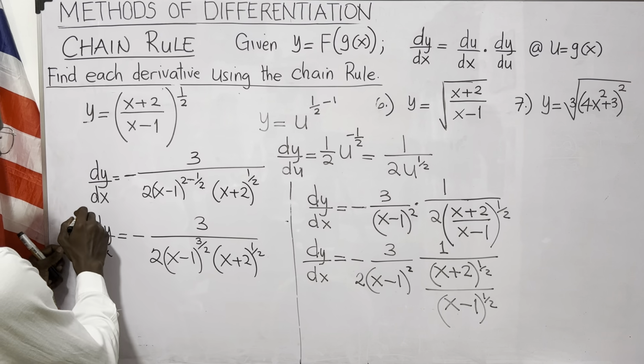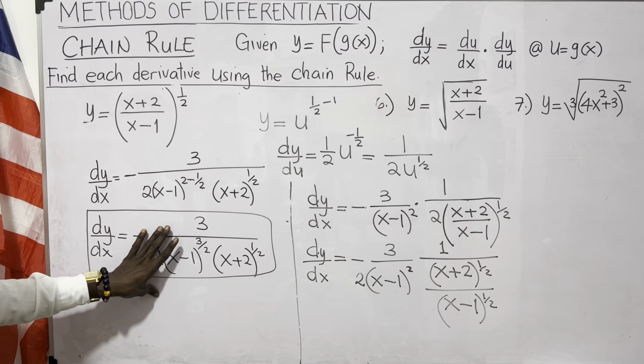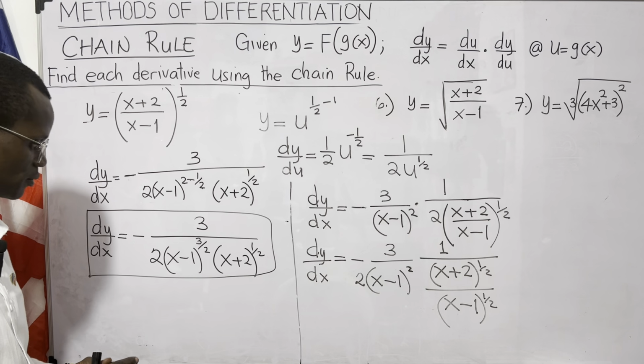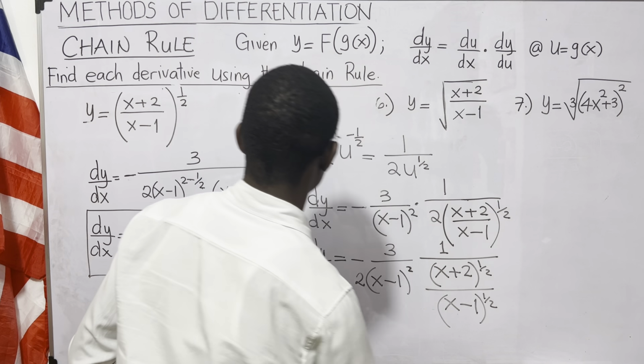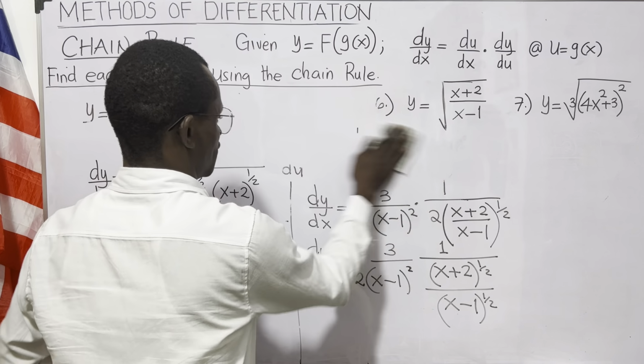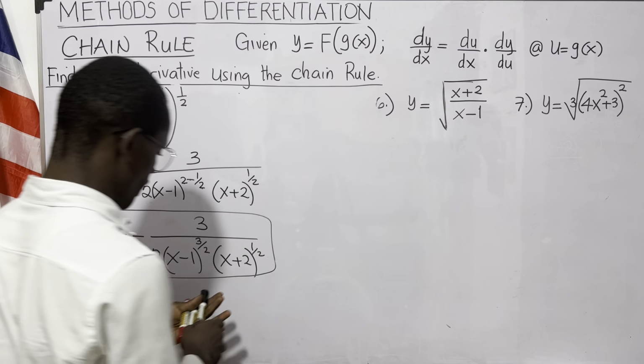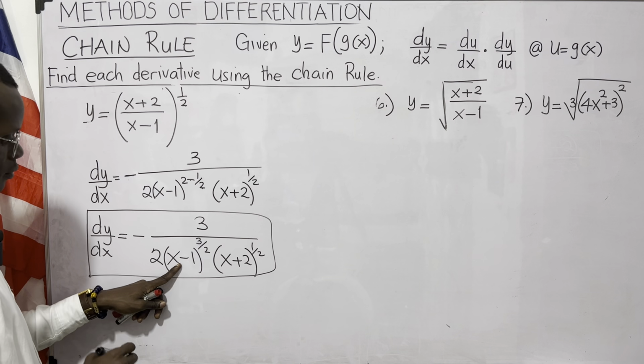And then times x plus 2 raised to the power 1 over 2. So there's the answer. We can stop here. You don't need to bother yourself about rationalizing and disturbing yourself in that manner. You can just stop right here. So there's our answer. Or better still, maybe some students will say, no, Brother Peter, we want to further simplify that. Better still, this one.